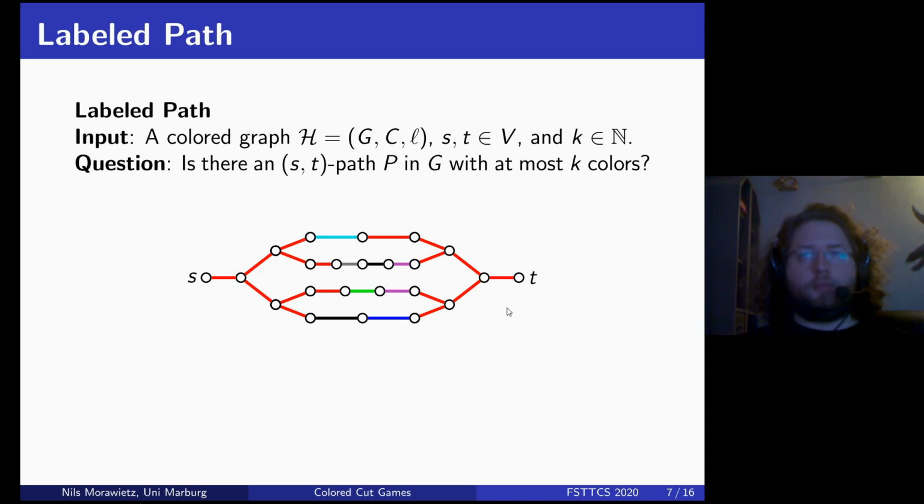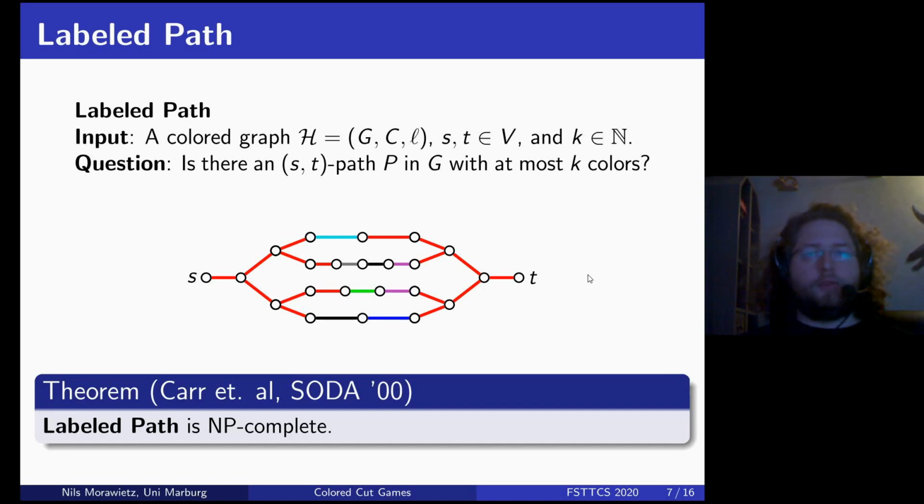So in this example here, we can see that with the colors red and cyan, we are able to connect S and T. So by securing only two vulnerabilities of our network, we are able to establish an unbreakable link between these endpoints. This labeled path problem was introduced in 2000 and also shown to be NP-complete. And both the colored ST cut and the labeled path problems were well analyzed in the last 20 years.